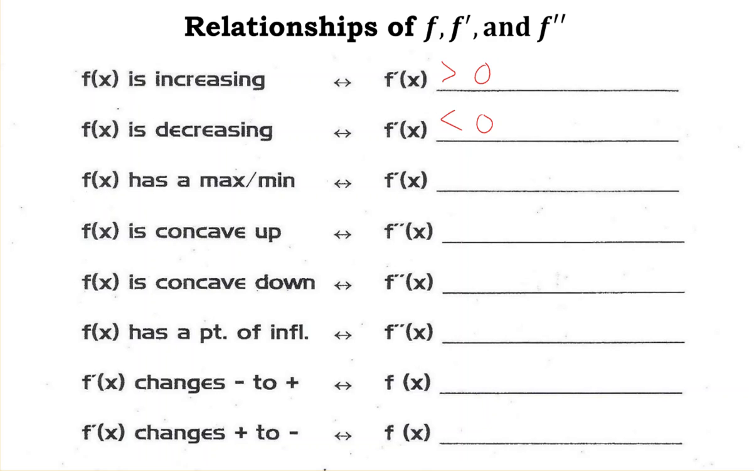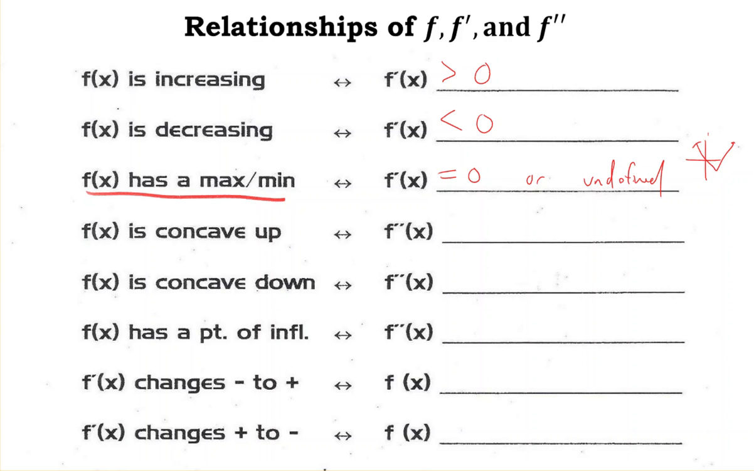Okay, if the function had a max or a min, what does that tell us about the first derivative? What would have to be true about the first derivative? Zero. Okay. Or undefined. I know the undefined case doesn't come up much, but remember something like a cusp maybe, it would be undefined here, but that's still a min.